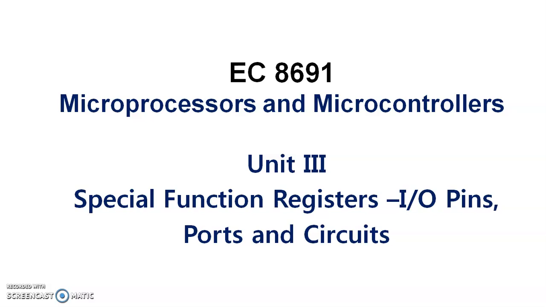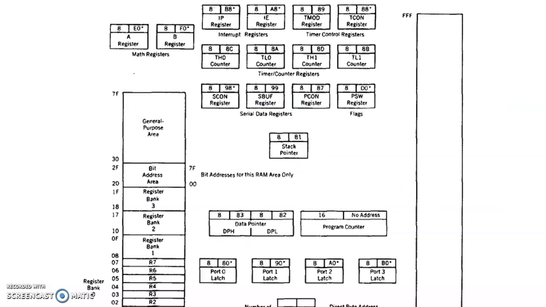Apart from the general purpose registers, there are some special function registers that are for specific tasks. Let me see what they are. You could see here the accumulator as well as the B register. These two are the math registers, and they are special function registers. They are 8-bit registers, and the asterisk mark indicates that they are bit addressable. That means each of the bits of the accumulator or the B register can be read. So that is the meaning.